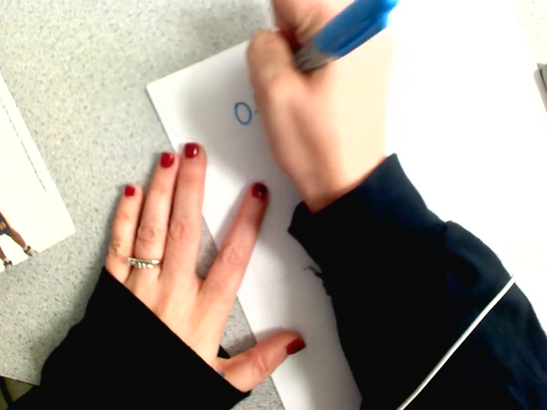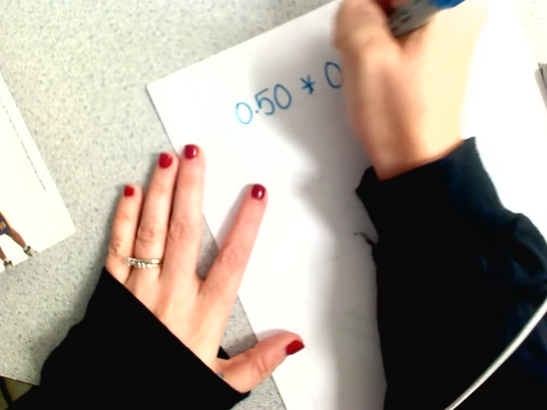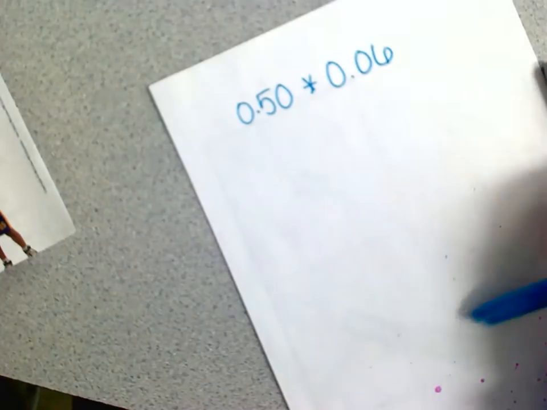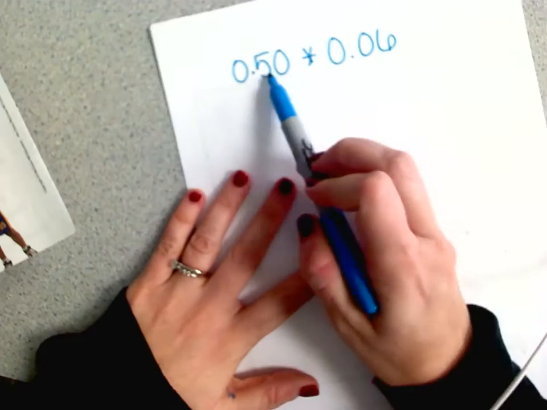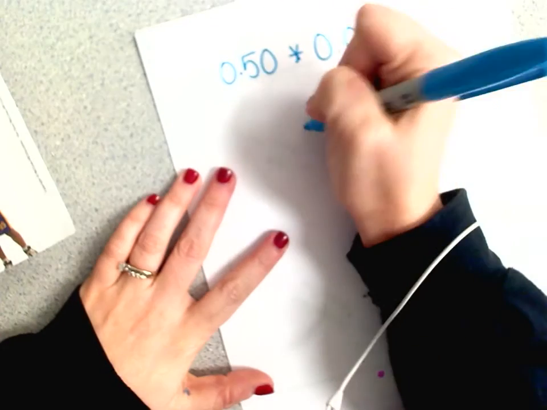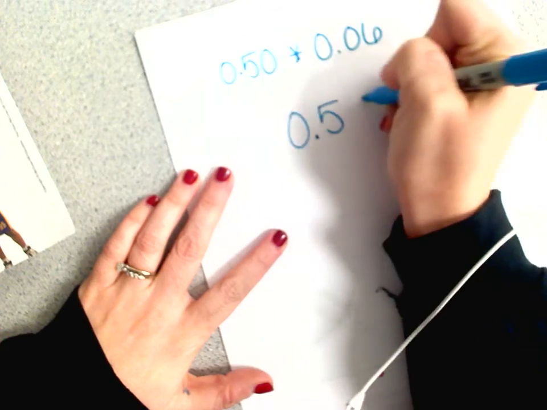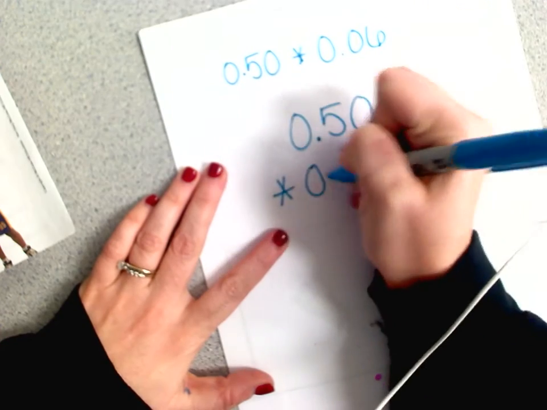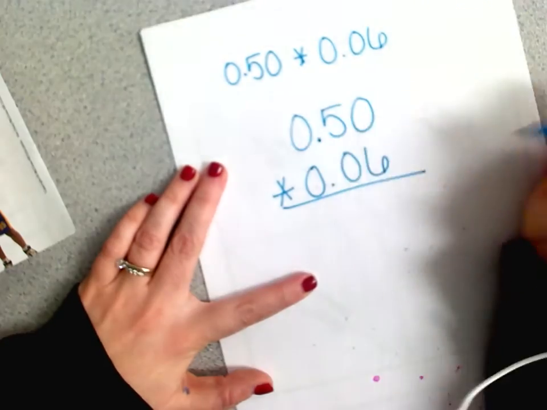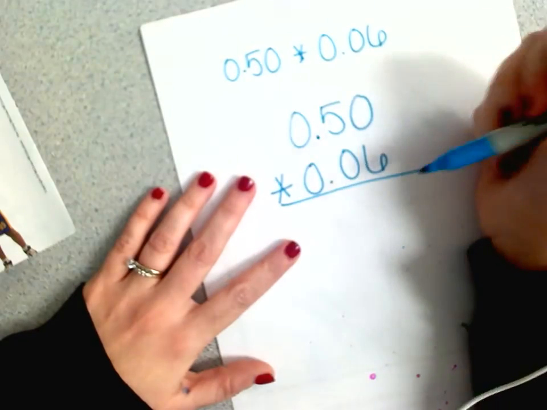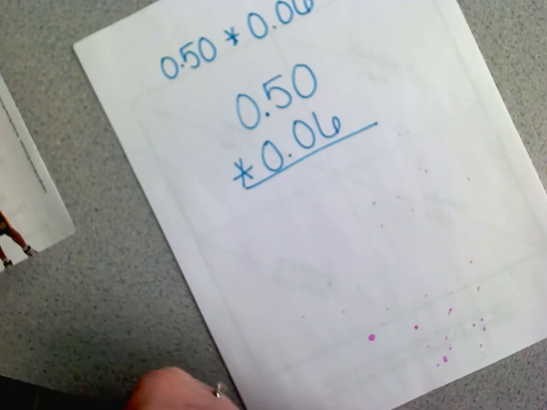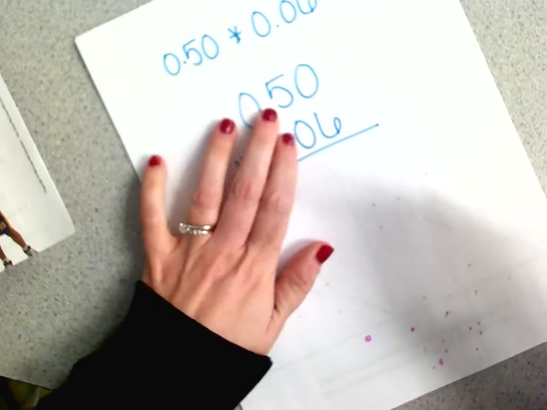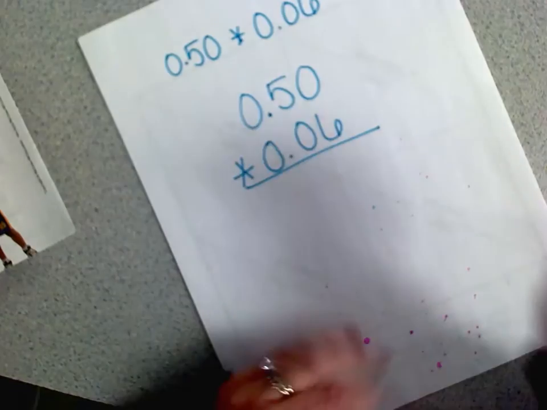So let's write it out. We need to find 50 cents times, basically, 6 cents. Okay, so this is what we're doing. We have the same amount of digits, so it doesn't matter who goes on top. In this case, the decimals just happen to line up anyway because that's where the digits lie. All right, so let's multiply. Remember, we are ignoring the decimals for now.